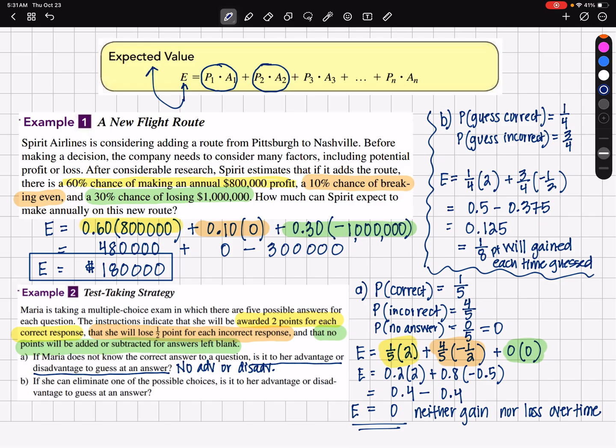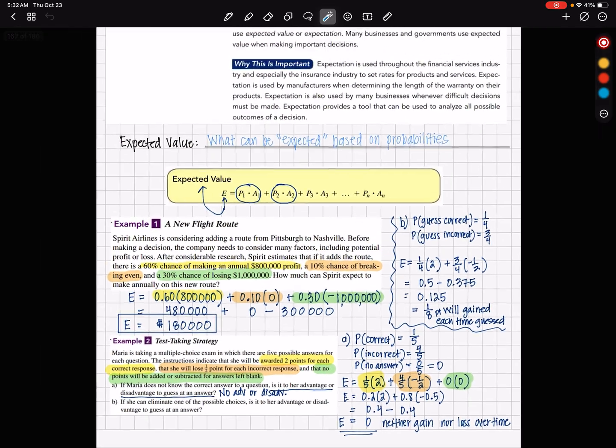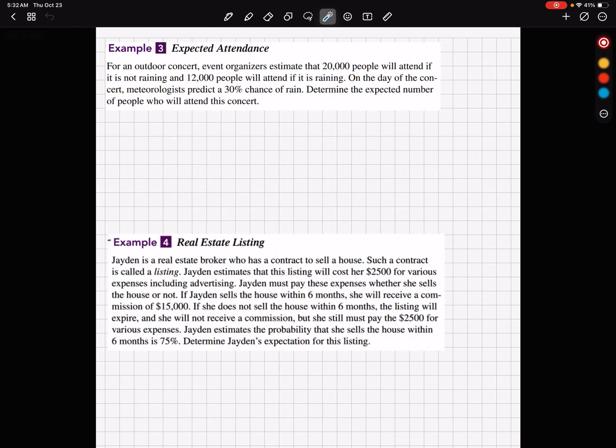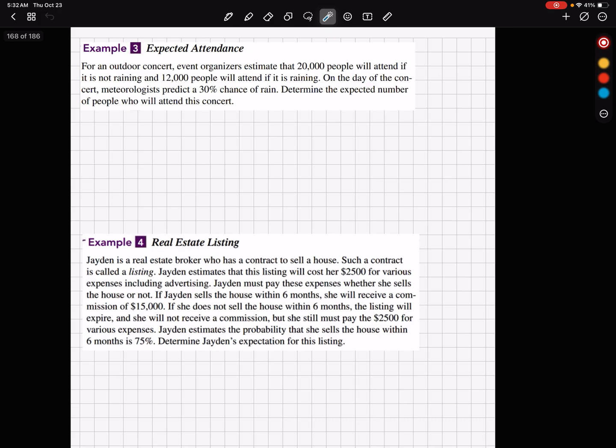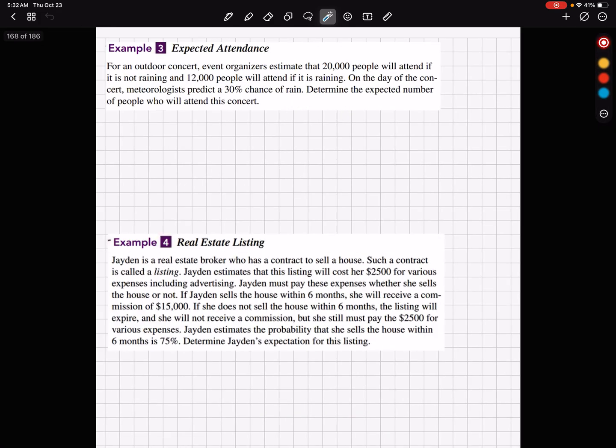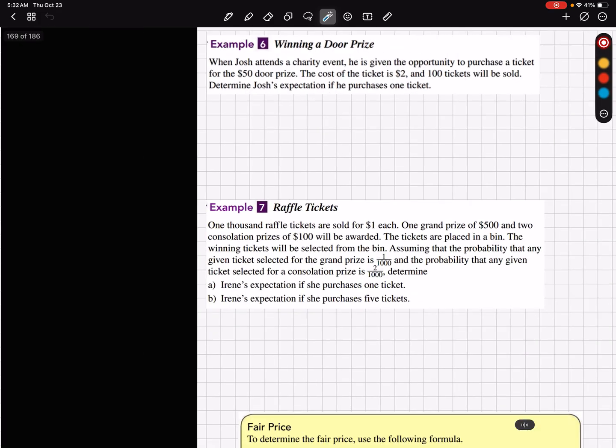So if she can rule out one of the answers to the question and reduce those choices from 5 to 4, 1/8 of a point will be gained each time she guesses. And that's just based on the expected value. Okay, in the next video, we're going to do a couple more examples, and then we'll move on to fair price.